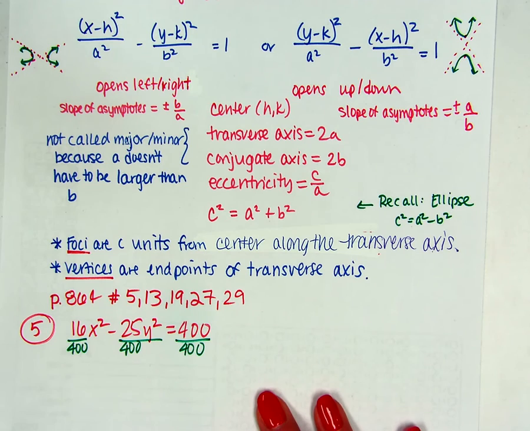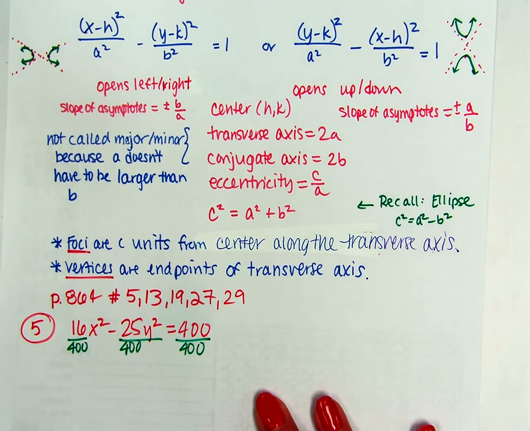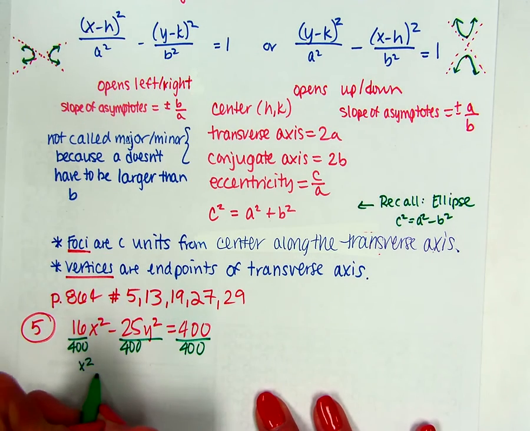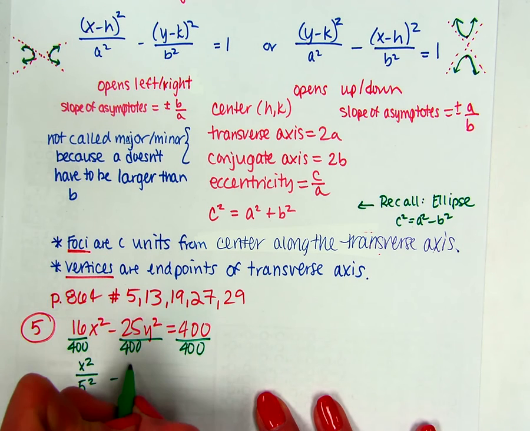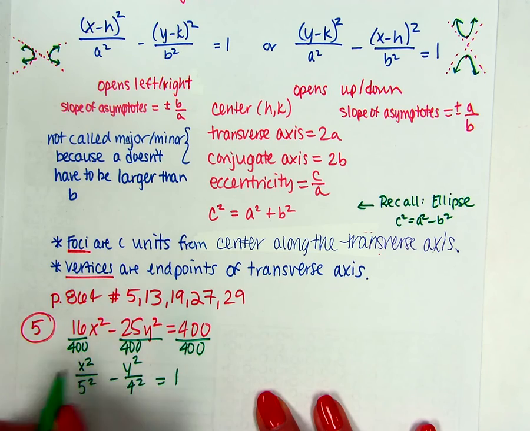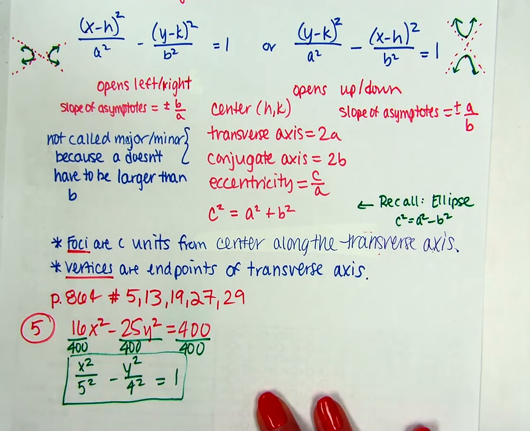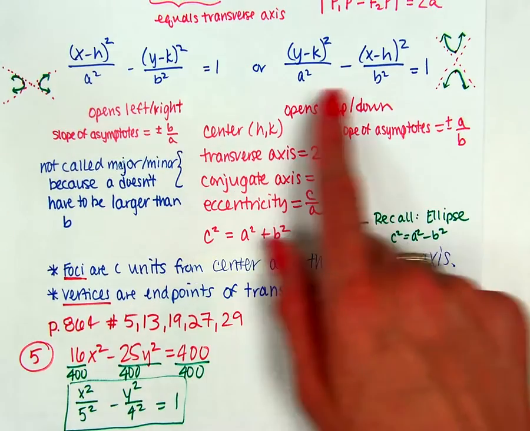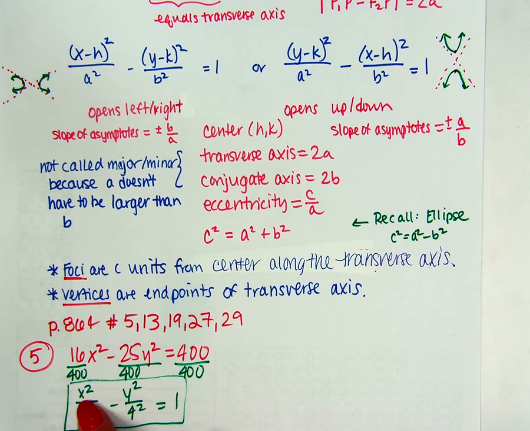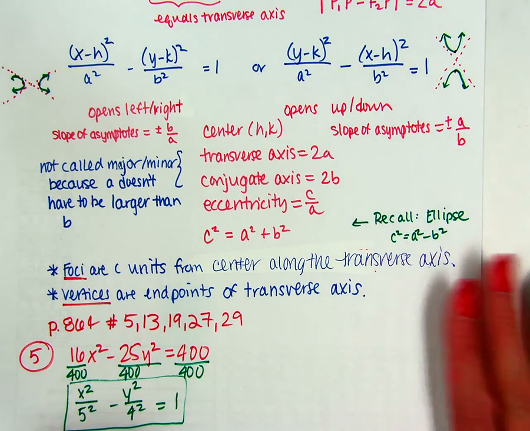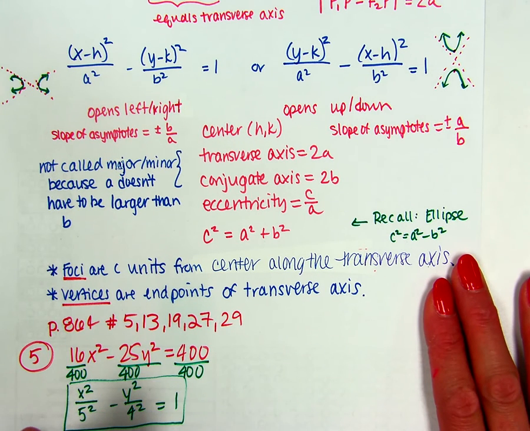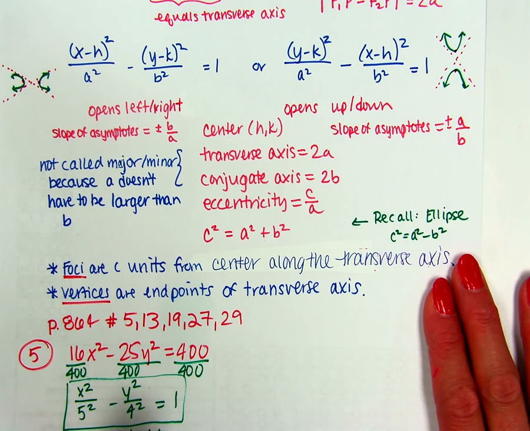So 16 over 400 is going to give you 1/25th, which means this is going to be x squared over 5 squared, and this gives you 1/16th. So y squared over 4 squared equals 1. Okay, so first thing is make your equation look like one of these. Now, it's helpful to look at the variable at the beginning. So that tells me that it's going to open left and right. Okay, my center did not get moved from the origin, so it's going to start at 0, 0.